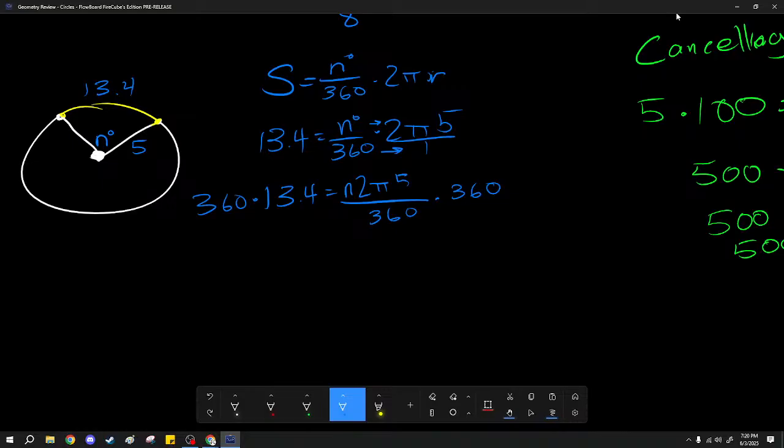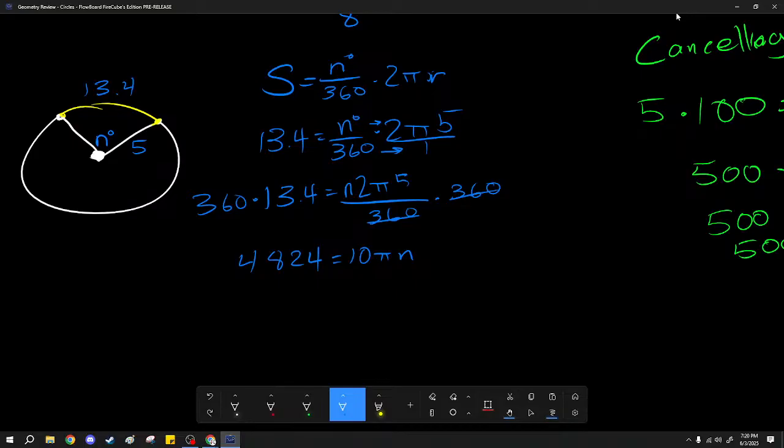So I will go ahead and write that here. 4824. What about 1 times that number? It's that number. Great work. Over here, the 360 is on the bottom. So I multiplied by 360. These cancel out. All I'm left with is n times 2 times pi times 5. Well, what's 2 times 5? We can combine those together. It's 10. So we have 10 pi times n.